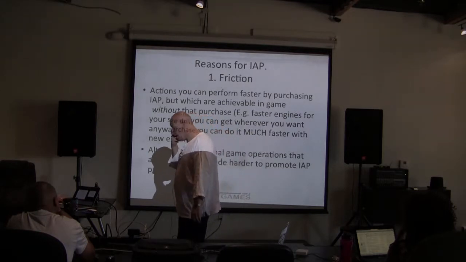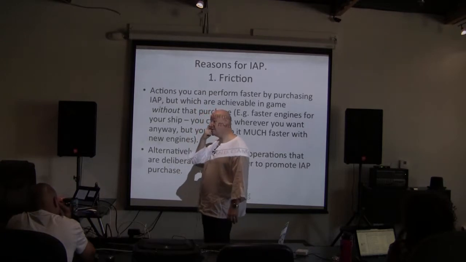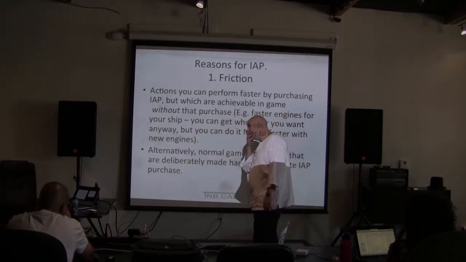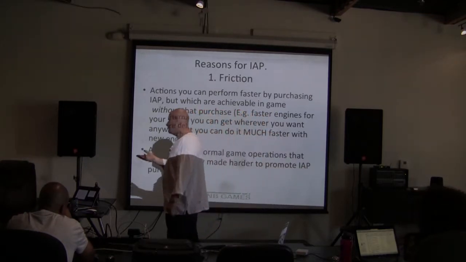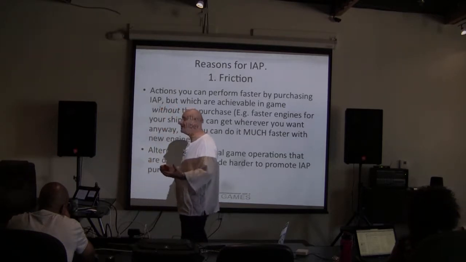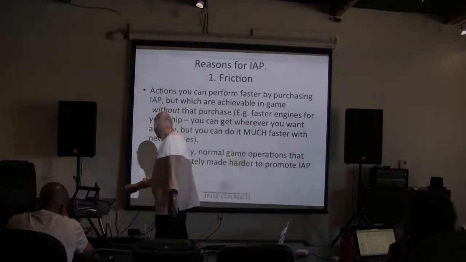Friction might be bad guys being far more accurate than they really would be normally. If you were wearing camouflage, it might be your gun jamming more often. It might be just you running slower through the world. It could be a lot of different things. But that's called friction, where basically you're taking a normal gameplay mechanic and deliberately making it a little bit harder.